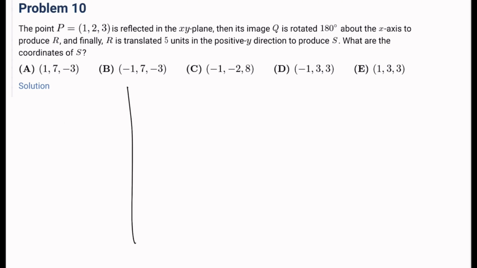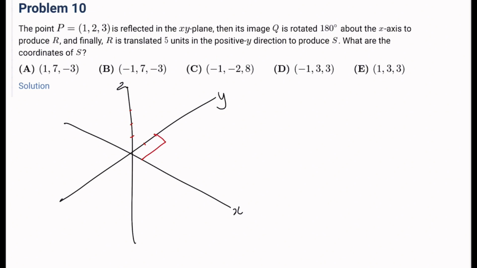Okay, so let's draw this out. We have the x, y, and z coordinates, and we have 1, 2, 3, and that will be something like this, right? And so if we draw this cube, then our point will be right here. And then if it's reflected in the xy plane, then that just means this sinks down to the bottom, right? And so this will go something like this, like 1, 2, 3, and then this will be the same, like that, and then our point will go here, right?